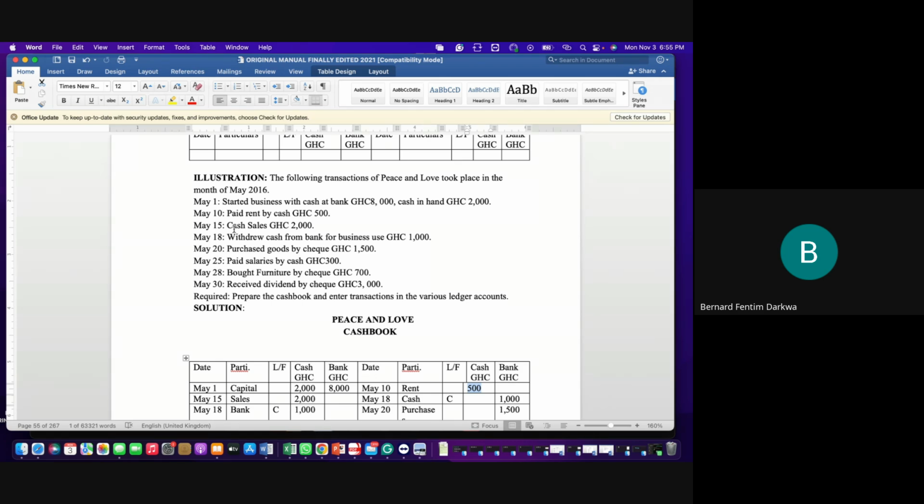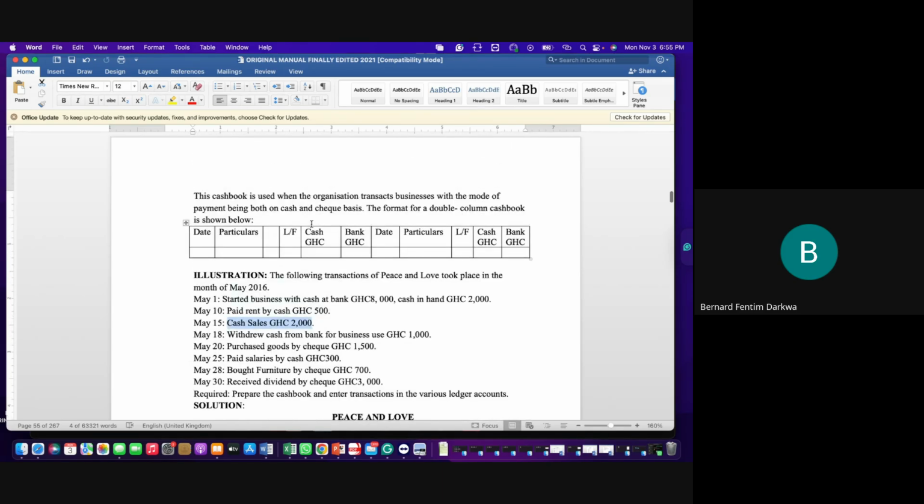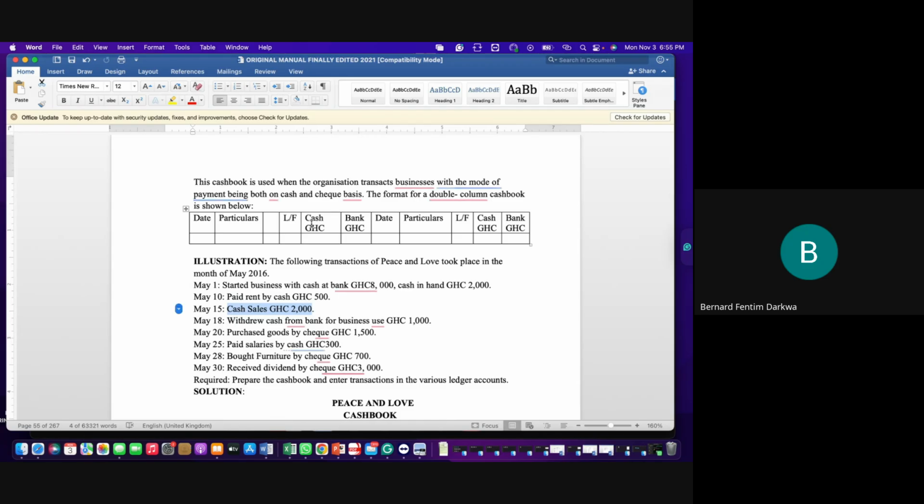Look at this: cash sales. What is this transaction like? Cash sales means they sold goods for cash. Cash purchases, cash. It means they bought goods for cash. So this one, in between what and what? Someone tell me, cash sales. What is it? Explain to me. How are you going to do that?